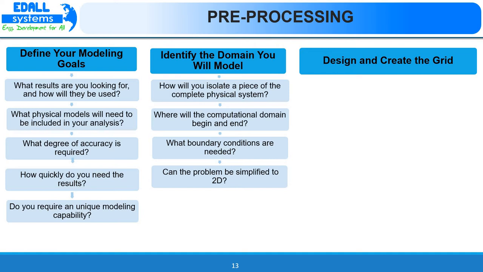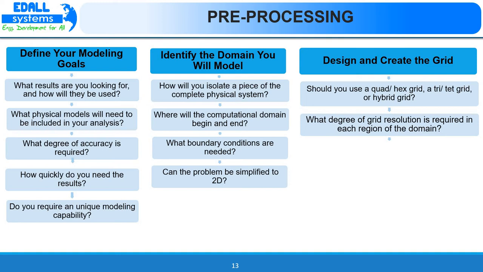Design and create grid or mesh includes what type of mesh such as quad or hex, tri or tet or hybrid mesh can be used. For simple geometries, quad or hex mesh are used, which provide high quality solutions compared to tri and tet mesh. For complex geometries, tri and tet mesh provide good numerical solution compared to quad and hex.